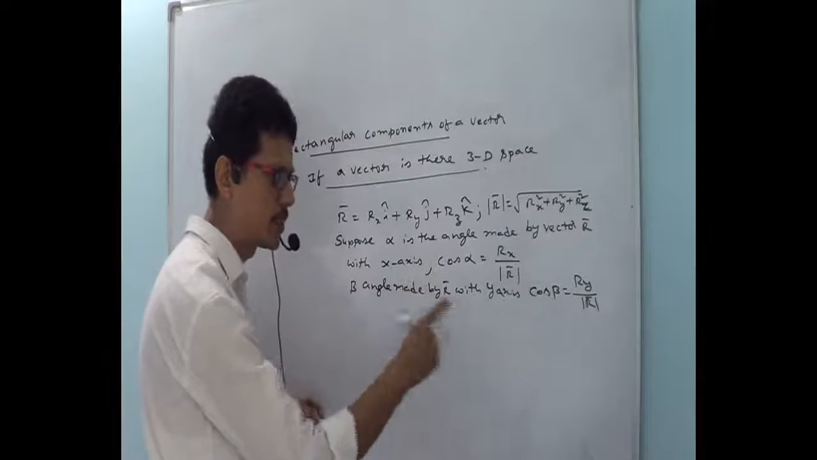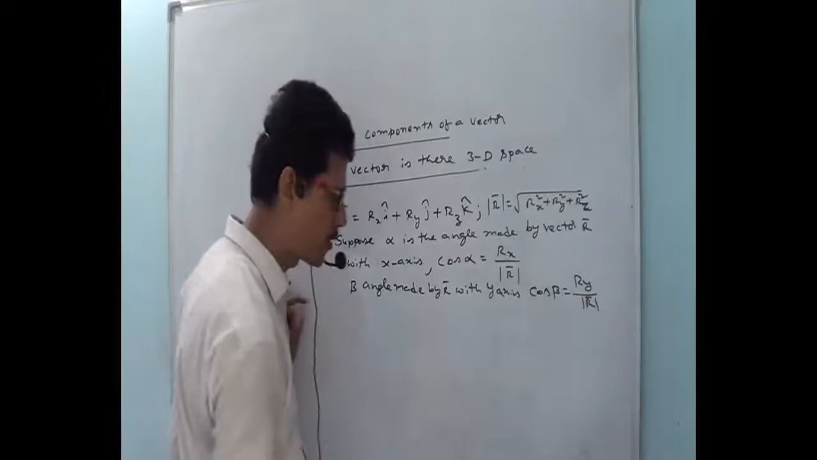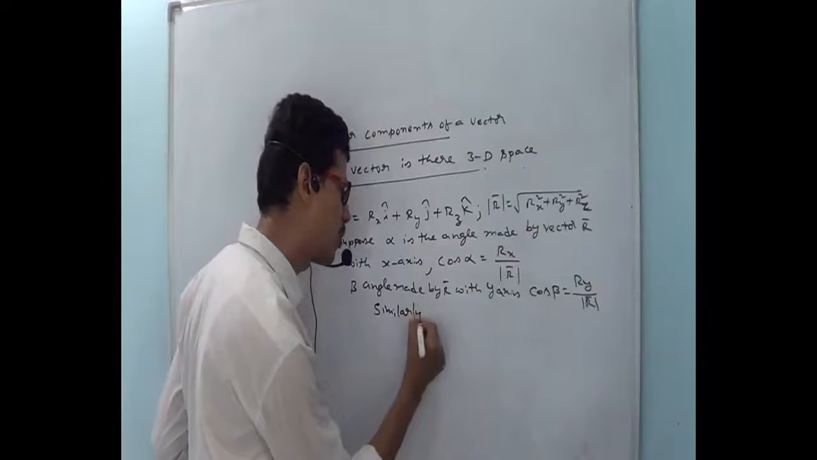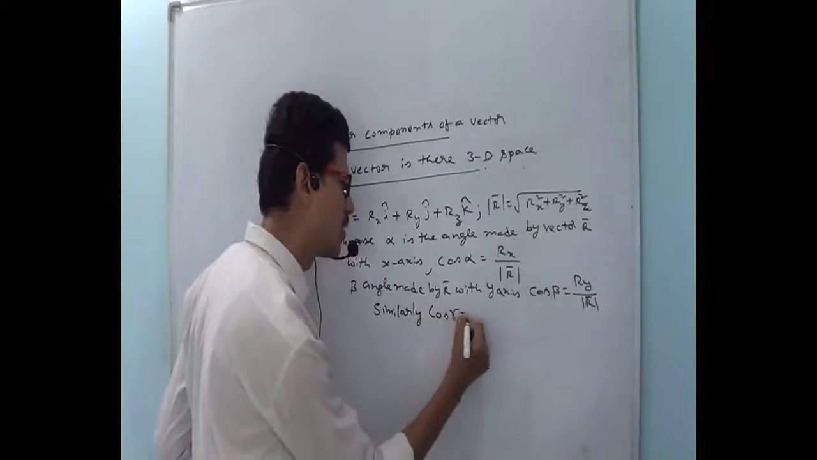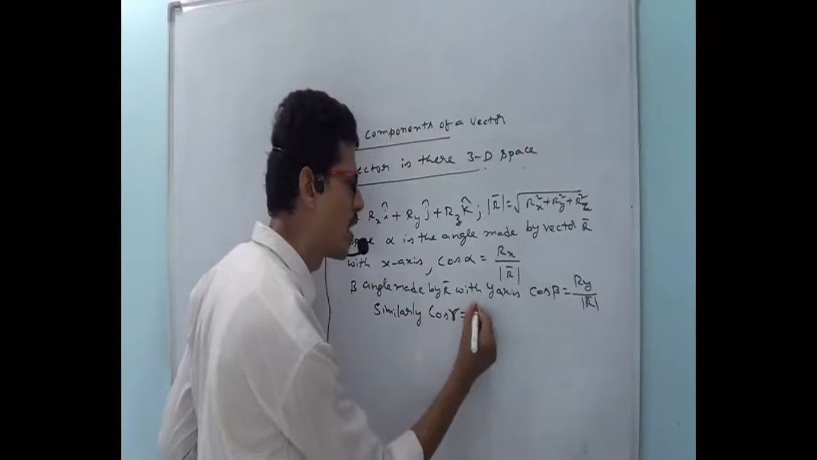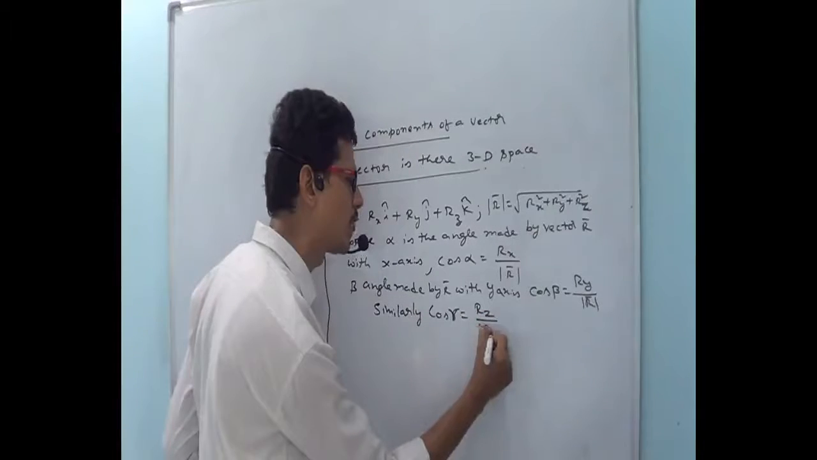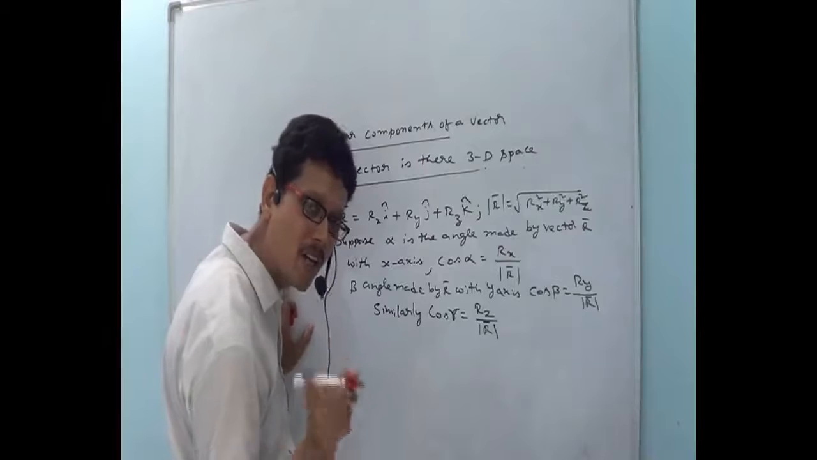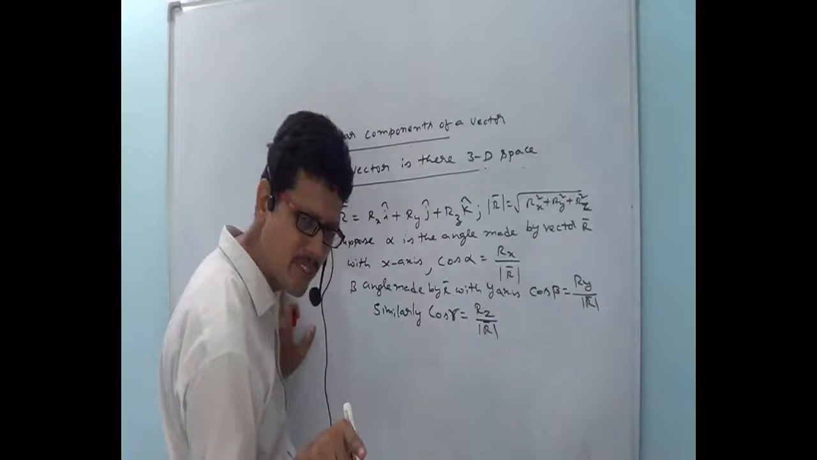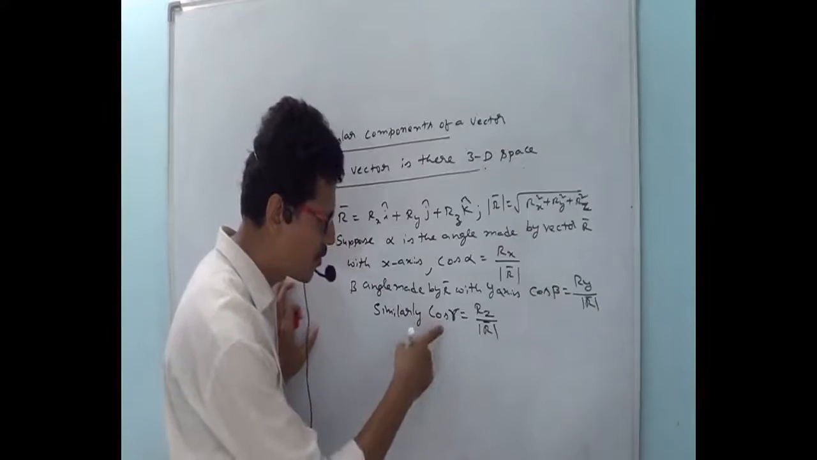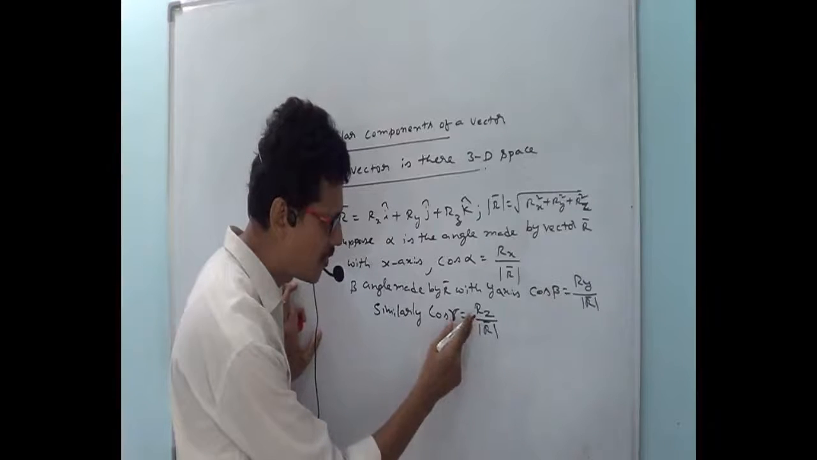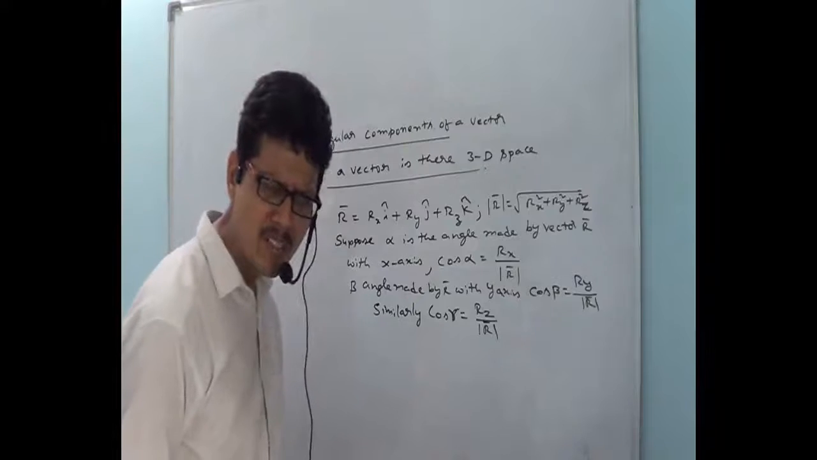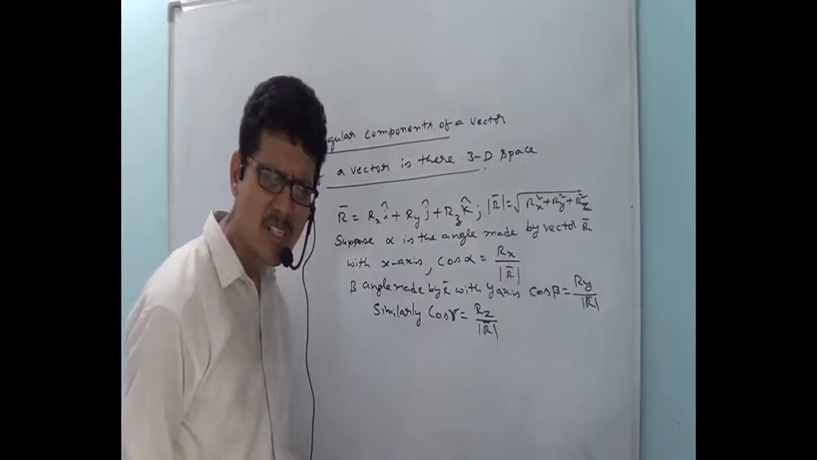These are called the direction cosines: cos alpha, cos beta, cos gamma. Similarly, what is the formula for cos gamma? Cos gamma is rz divided by modulus of r bar. What is the value of r bar along z direction? rz is equal to r cos gamma, where gamma is the angle made by the vector with the z axis.